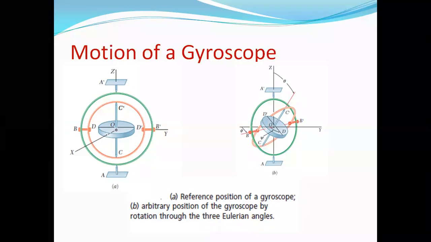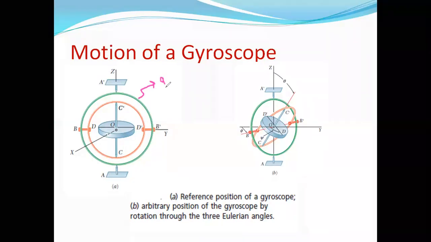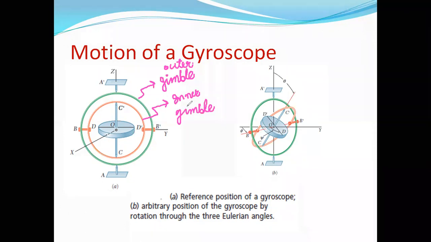As far as the gyroscopic motion is concerned, first of all, we said that a gyroscope is composed of two rings. This is the outer ring, called the outer gimbal, and the inner one is called the inner gimbal. Now, apart from the outer gimbal and inner gimbal, we have what we call the disc. So the disc is over here.